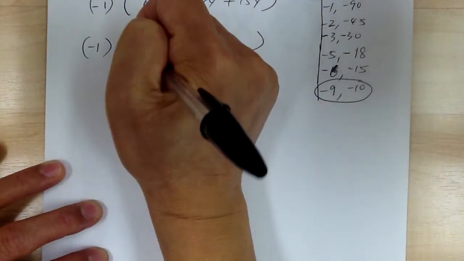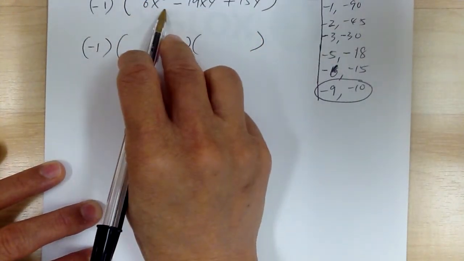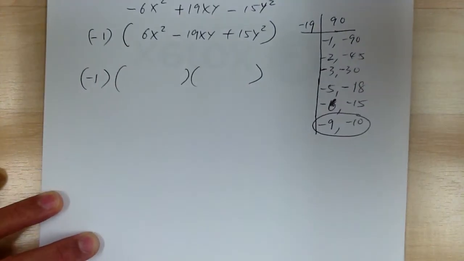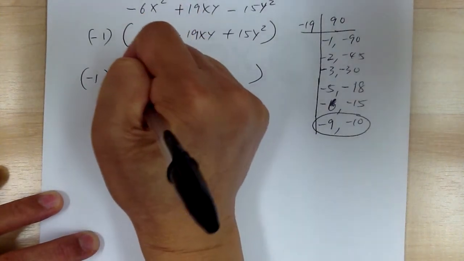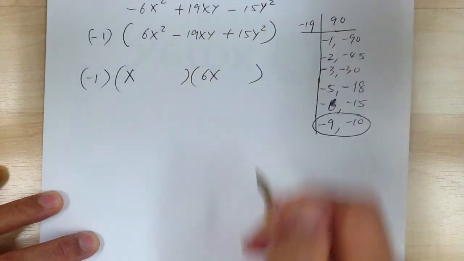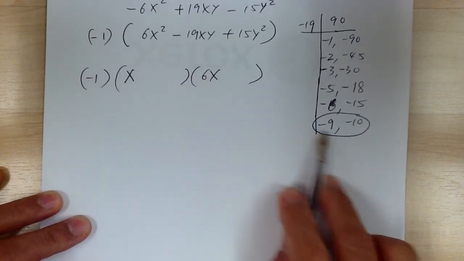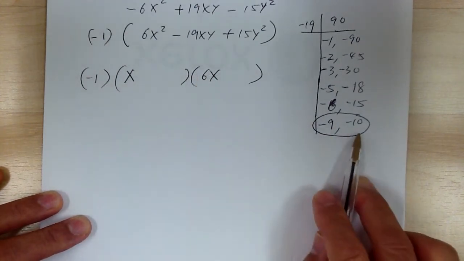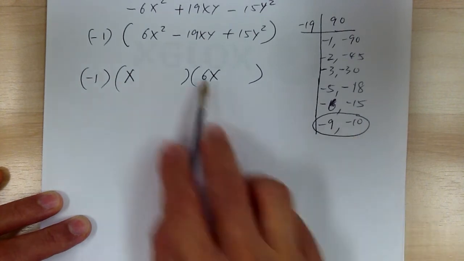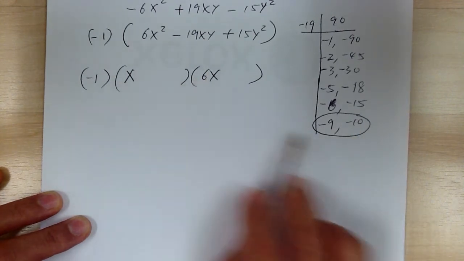Now, 6x squared. You always break it down into the smallest and the biggest. So you have x and 6x. 6 times blank equal to negative 9, cannot, right? 6 times blank equal to negative 10, cannot. So this one is not going to work. It cannot work for either one.